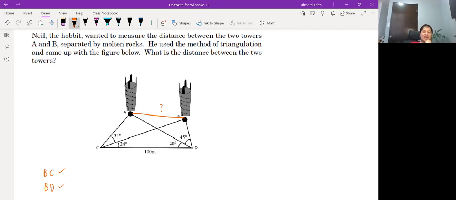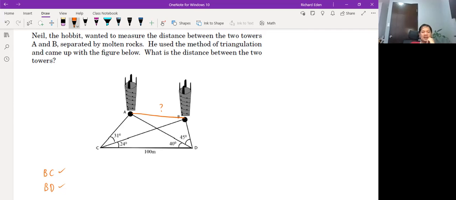Okay, I agree. We can find the length of BD. We can find BC and BD. But try to keep your eyes on the prize, on the target. We ultimately want to find AB. So I guess you're going to have to think of a triangle. We can find angle CAD.